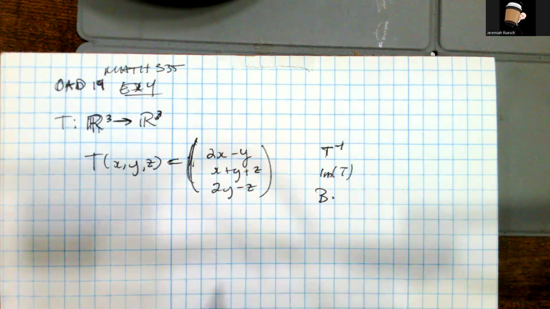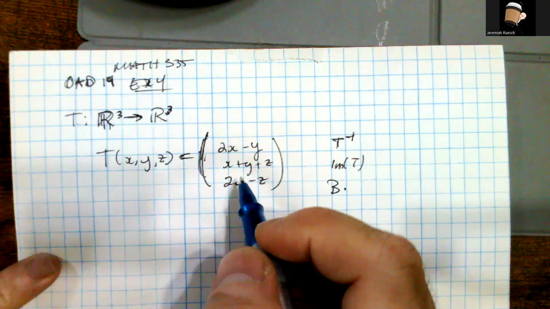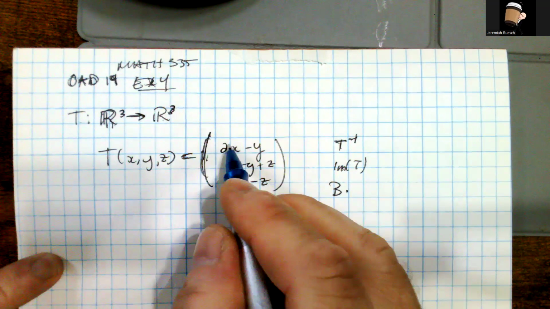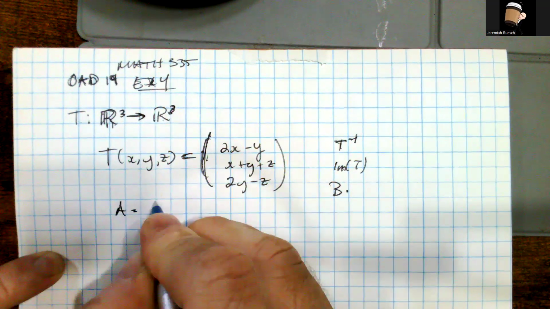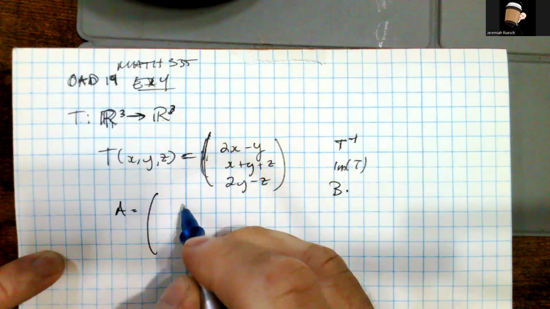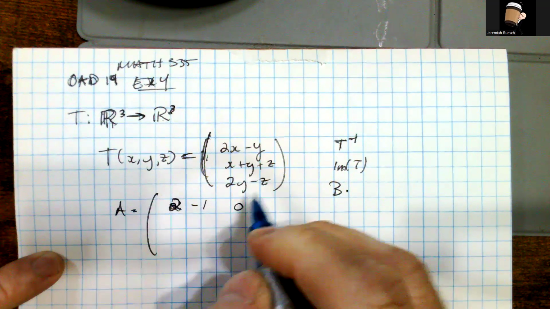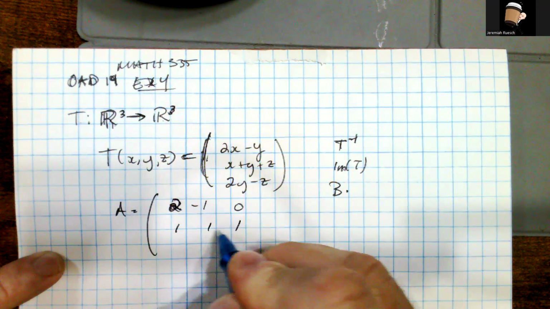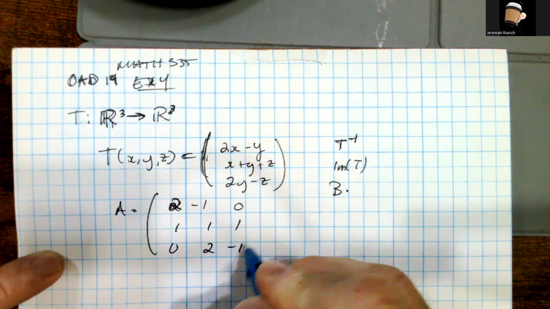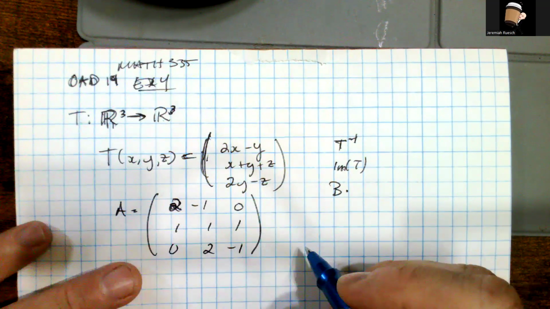So first, let's find the matrix that corresponds to this transformation. Call that matrix A. It looks like it's going to be 2, -1, and 0. This is going to be 1, 1, 1, and then 0, 2, and -1.